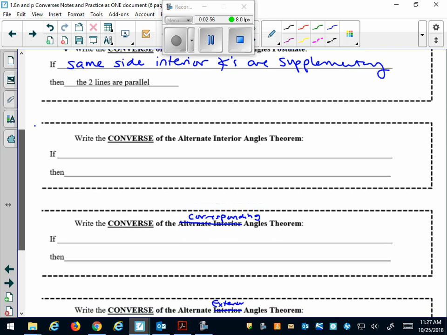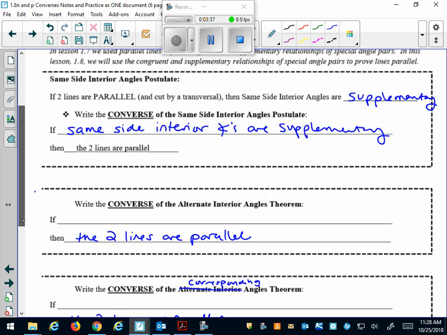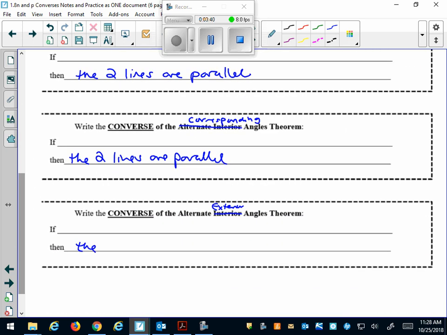And we can do this with all of these, right? Write the converse of the alternate interior angles theorem. Well, what would it say? If what? So in every case of the original theorems, the hypothesis was if the lines are parallel. So in every case of the converse, what's the conclusion going to be? The lines are parallel. So we could add that in for all of these. The two lines are parallel. That's going to be the conclusion for every single one of these converses.